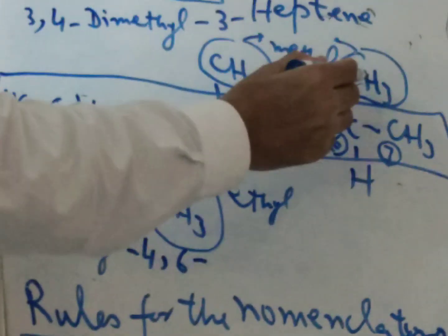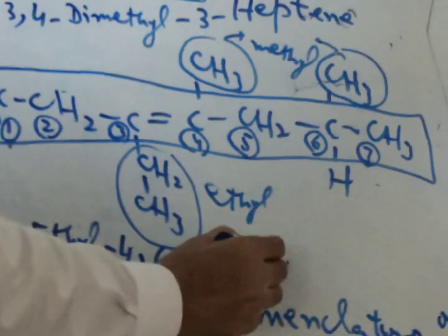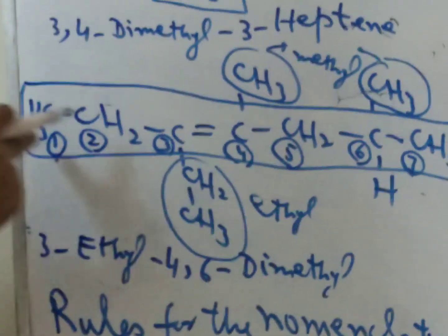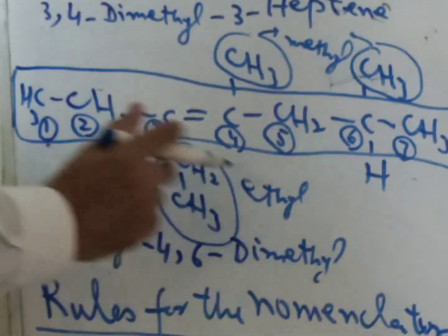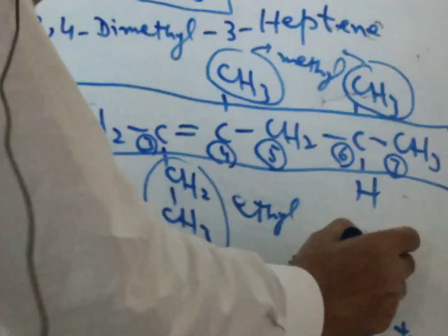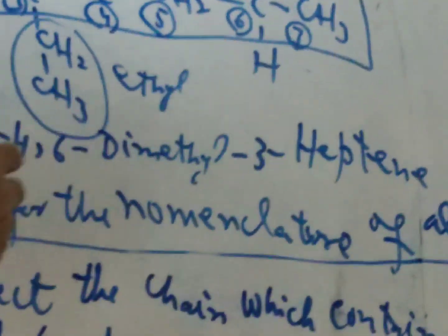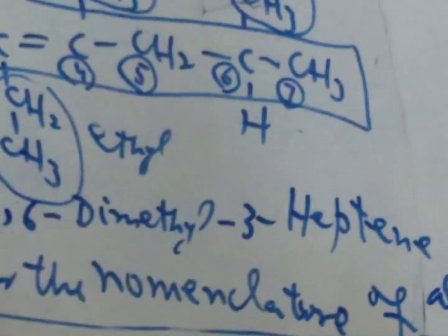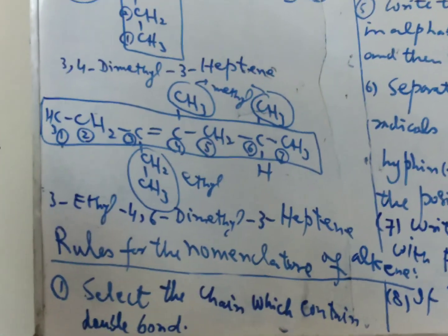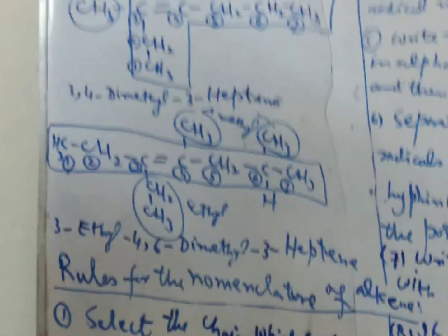and then we have the 2. So we must write di, that is the methyl, and then in this case the position of the double bond is 3. So you should write 3. 7 means the heptene. So 3-ethyl-4,6-dimethyl-3-heptene is the IUPAC name of this alkene.